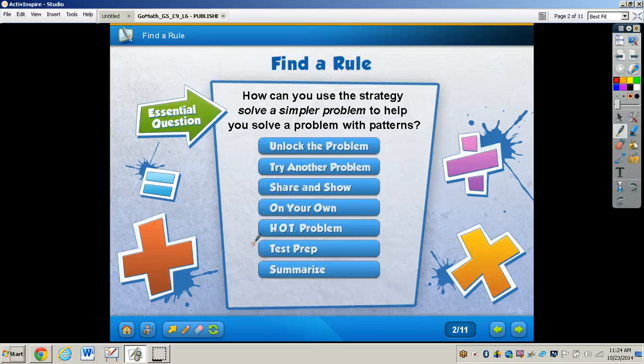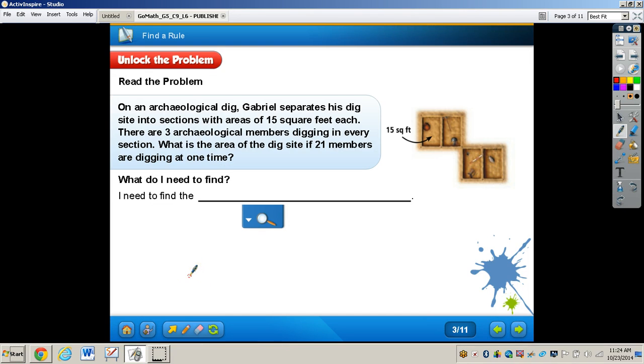In this video, we're going to be taking a look at finding a rule. Now you would need to turn your Go Math books to page 391, get out your math book and also a pencil. And the essential question that we are going to answer is, how can you use the strategy solve a simpler problem to help you solve a problem with patterns? Now let's take a look at that problem on page 391.